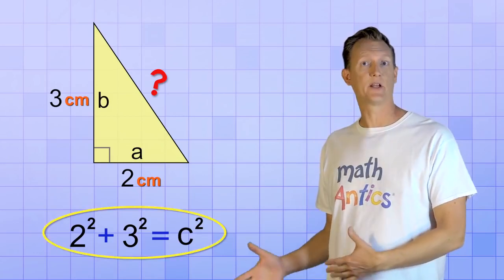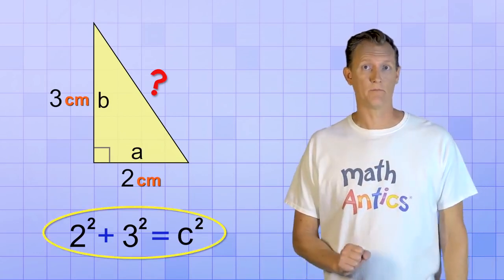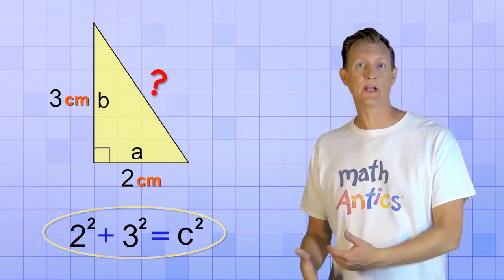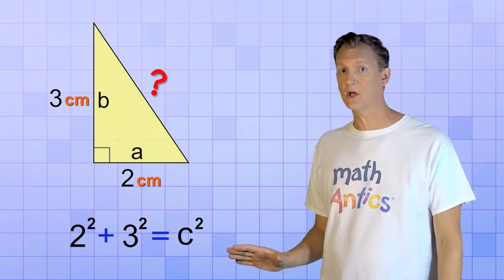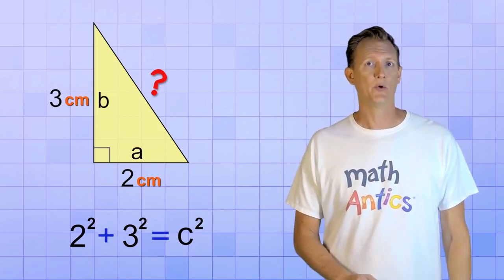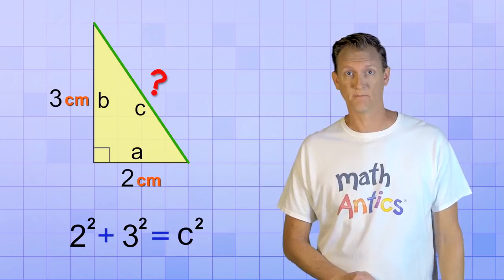That gives us an algebraic equation that has just one unknown, c. If we solve this equation for c, in other words, if we rearrange the equation so that c is all by itself on one side of the equal sign, then we'll know exactly what c is. We'll know the length of that side of the triangle.